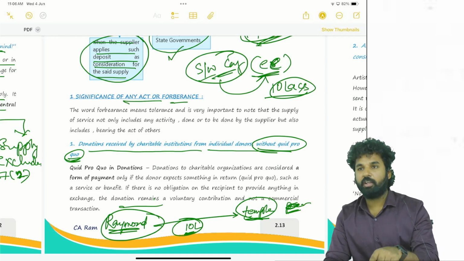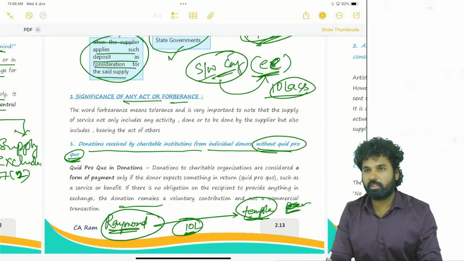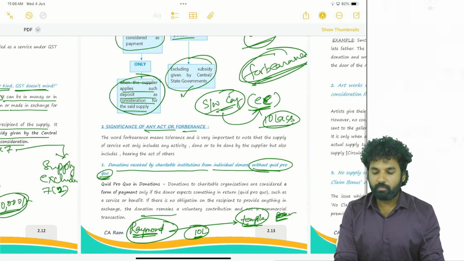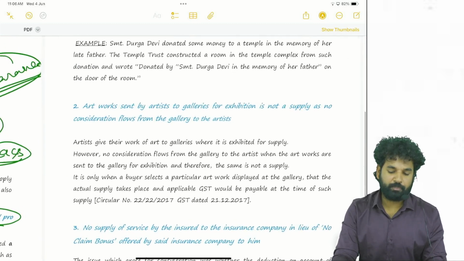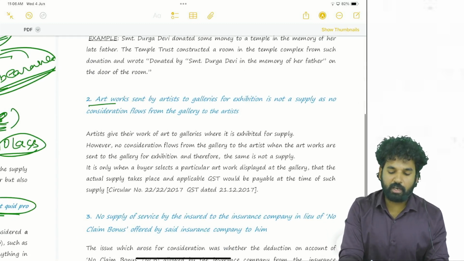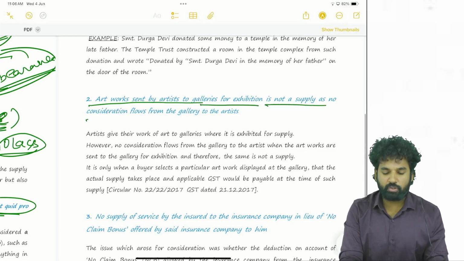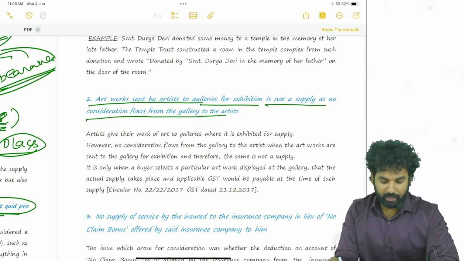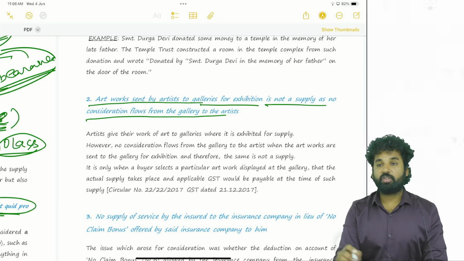Whenever there is a quid pro quo, that means something in return, they are asking for the promotion of the business, then only it will be a consideration. Got it? So this is one example. Next, artwork sent by artists to galleries for exhibition is not a supply, as no consideration flows from gallery to the artist. Okay, so this is one more clarification.